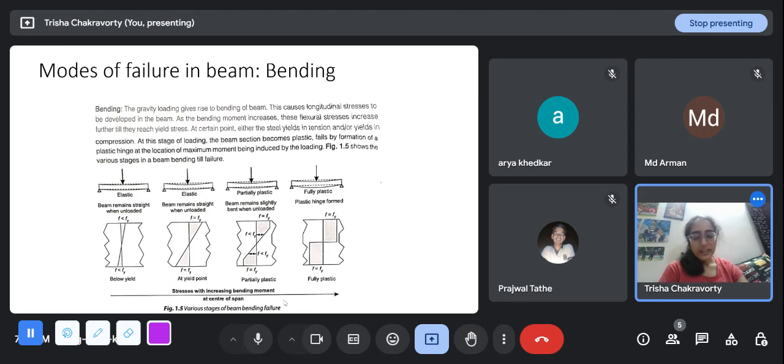Now, the purpose of this class: last class we looked at the material, steel as a material, and today we look at the design principles that we have to follow. So first we have to look at the modes of failure in a beam.